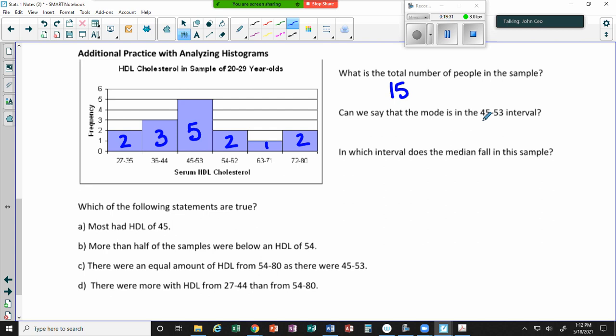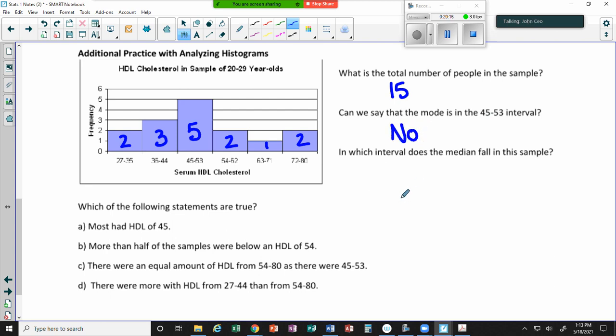There could be some times where you could say it. Let's say the interval was only 2 units wide, and it was more than double any of the other ones. Let's say it was only 39 and 40, and there were 6 of them there, and all the other ones had like 2. Then one of those ages would have been 3 or more, and that would have been more than any of the rest, right? So you can't always say no, but in this one, we cannot definitively say that the mode is in that interval.